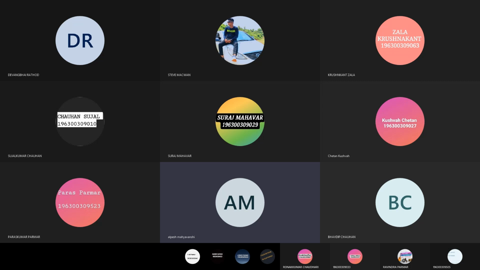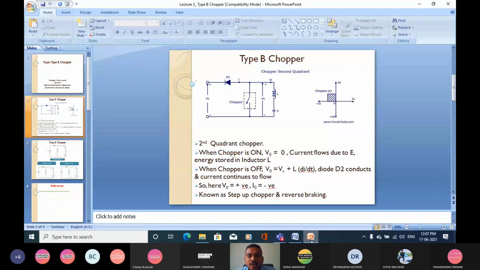chopper. We already discussed the type A chopper. So here is the type B chopper, the main circuit diagram of type B chopper and a quadrant diagram of type B chopper. We already discussed that the type B chopper is known as the second quadrant chopper. Now why it is known as the second quadrant chopper, we'll discuss according to the operation of this chopper.